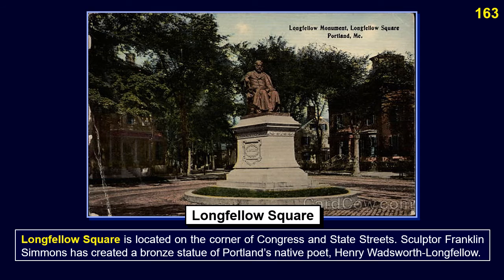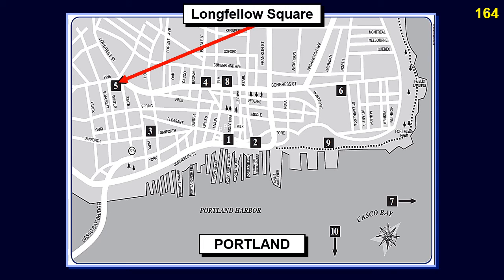Longfellow Square is located on the corner of Congress and State Streets. Sculptor Franklin Simmons has created a bronze statue of Portland's native poet, Henry Wadsworth Longfellow. This shows the location of the Longfellow Square.